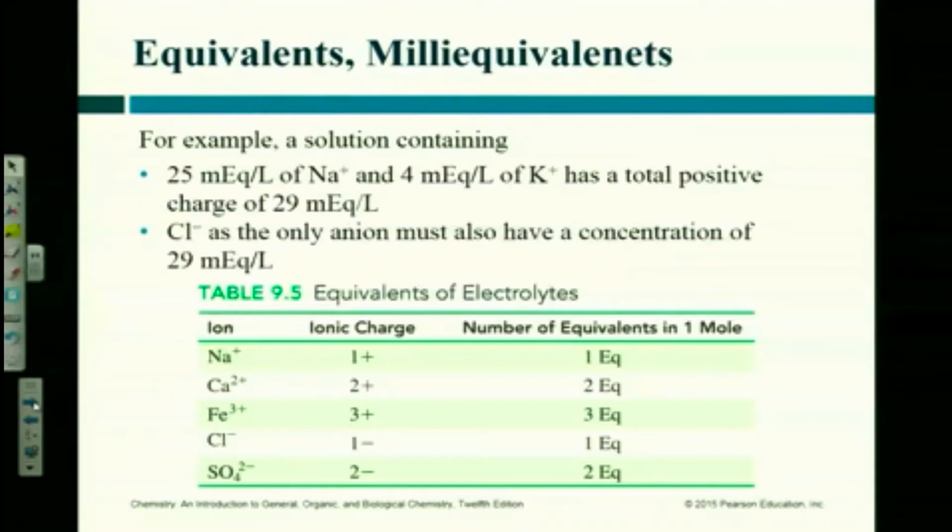1 mole of sodium plus 1 mole of calcium gives me 3 equivalents of charge. Because sodium only provides 1 equivalent, but calcium provides 2 equivalents. So 1 plus 2 is 3. So if I only had chloride to balance that, I'd have to have 3 equivalents of chloride. Okay? And for chloride, it would be 3 moles. If I had sulfate, I'd only have to have 1.5 moles, because it's 2, right? 3 divided by 2.